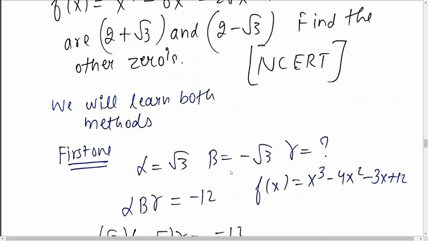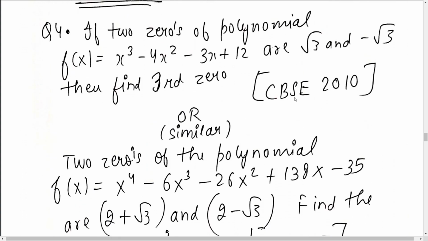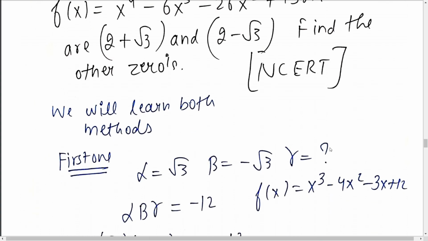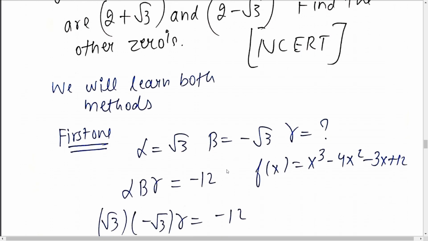Alpha is root 3, beta is minus root 3, given two roots. We have to find gamma, the third root. See, this alpha, beta, gamma is just the denotation. You can take this also as gamma and this also alpha. Any three you can take in any order, right? Order does not matter.